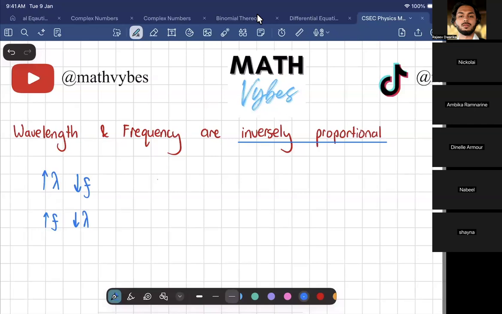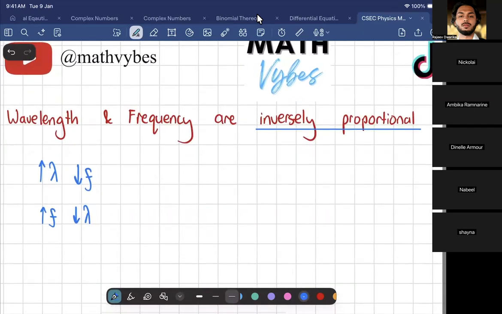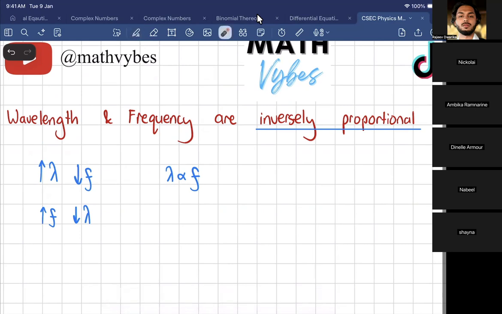So to signify that, this is what I'm going to do. If you want to prove it, this is what I would tell you to do. So you could say that lambda... Okay, and since they are inversely proportional, would I say lambda is proportional to f? Would I write that they're directly proportional?